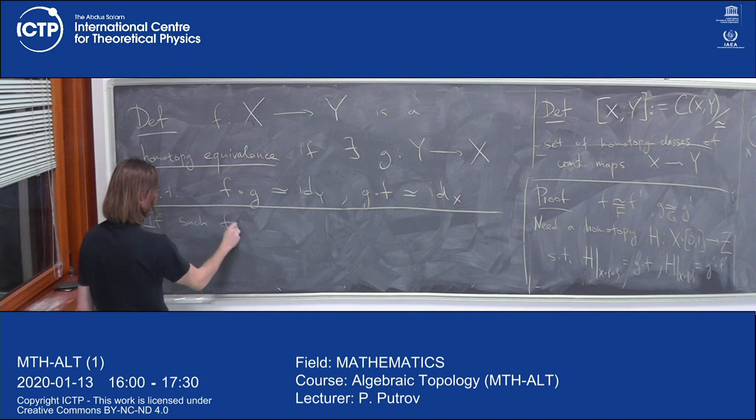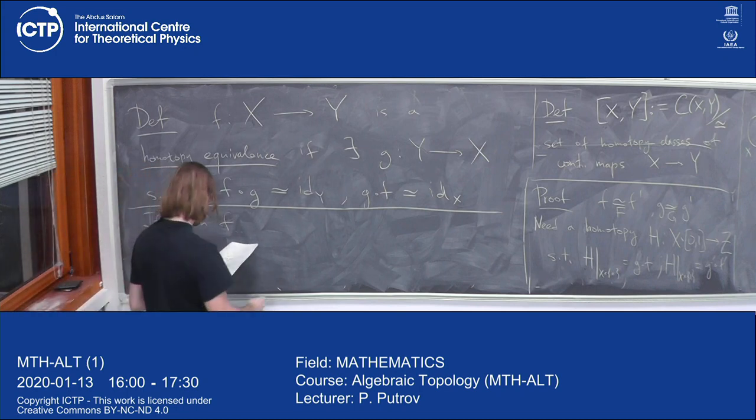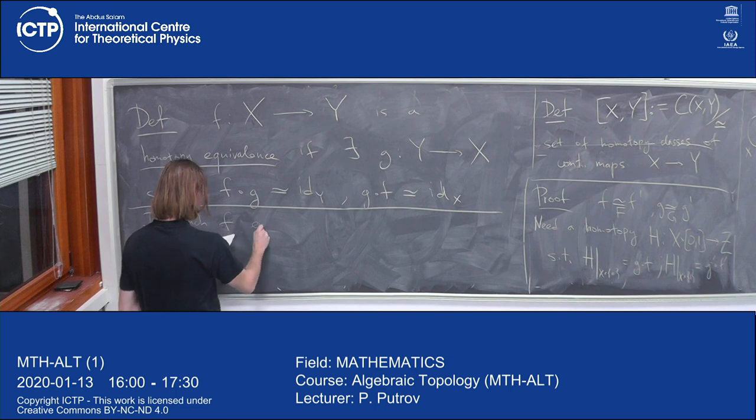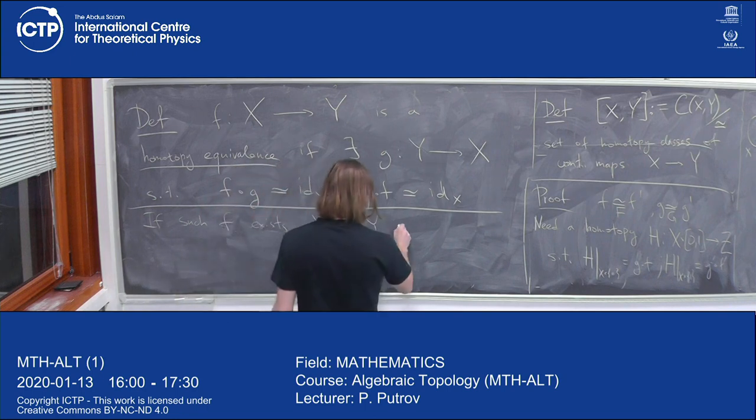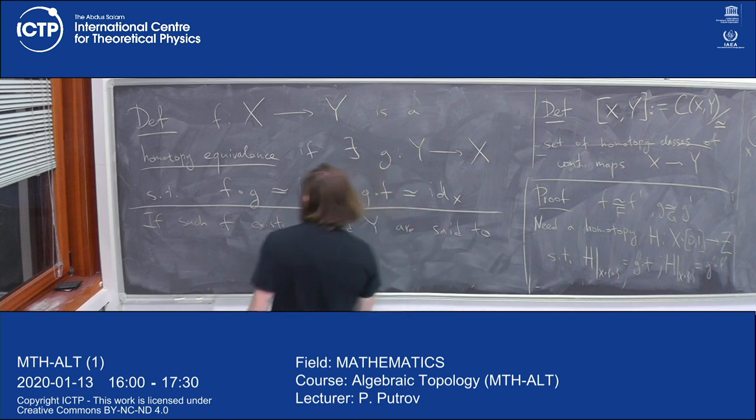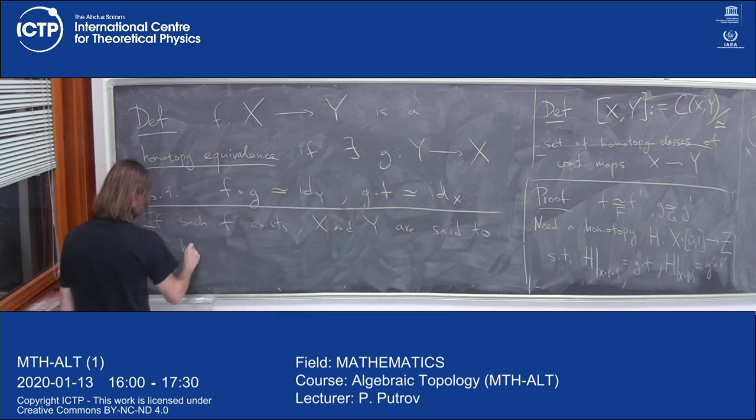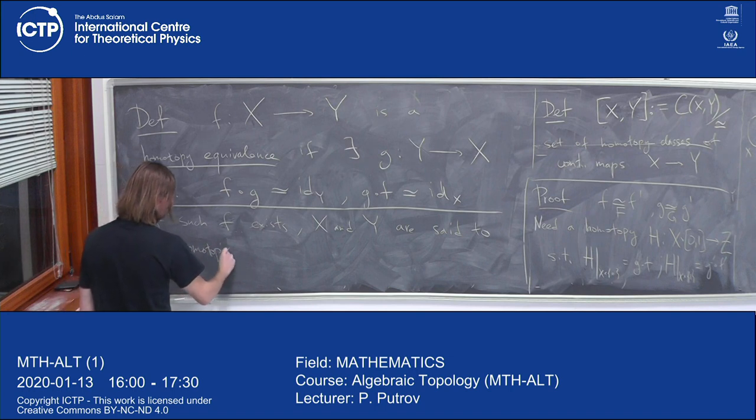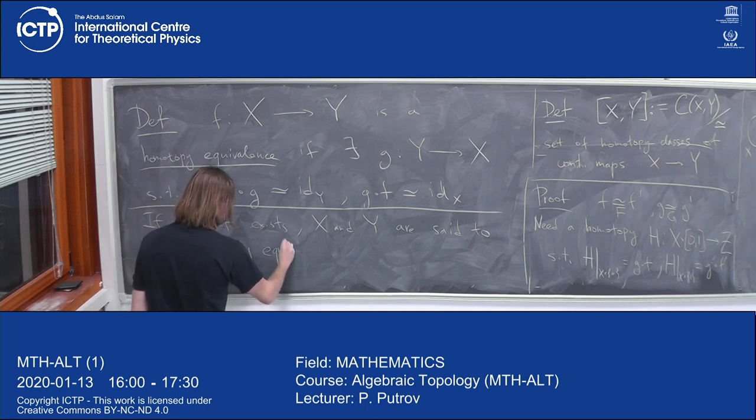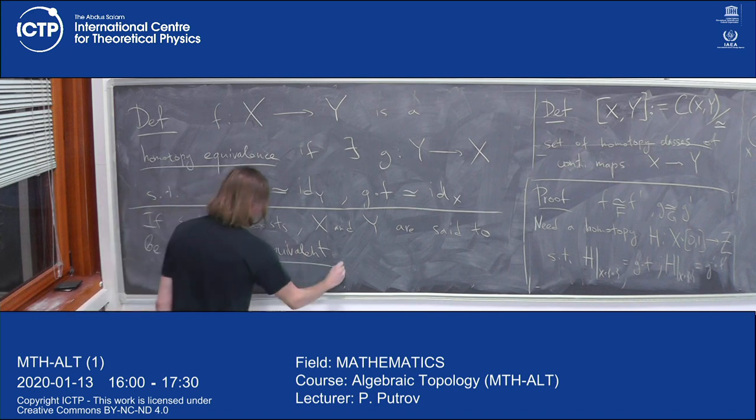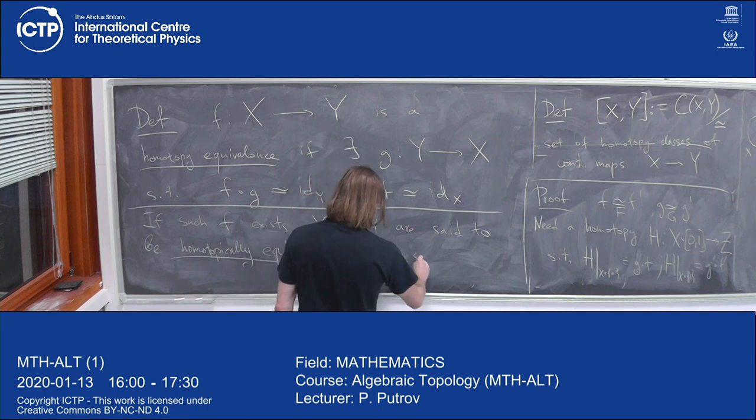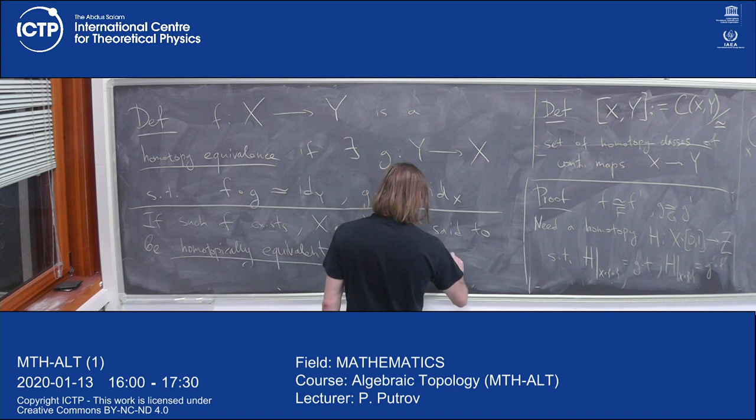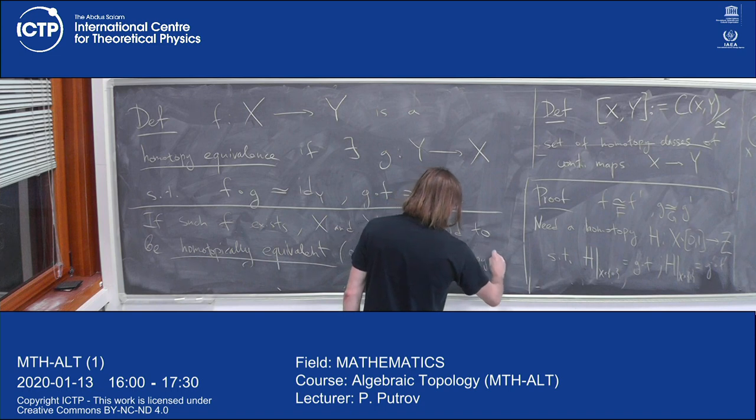So this is the definition of homotopy equivalence. And now the second part is that if such F exists, X and Y are said to be homotopically equivalent, or one can also say of the same homotopy type.